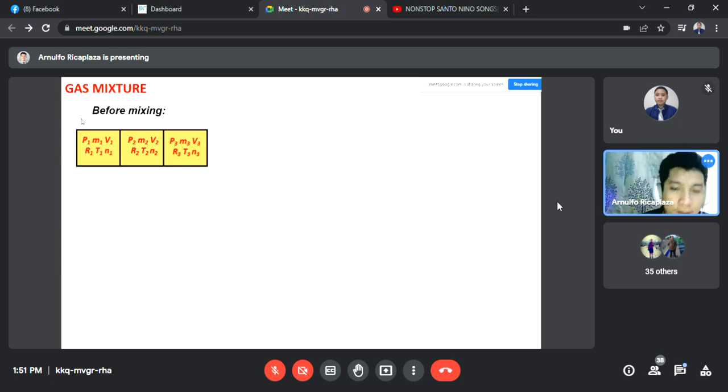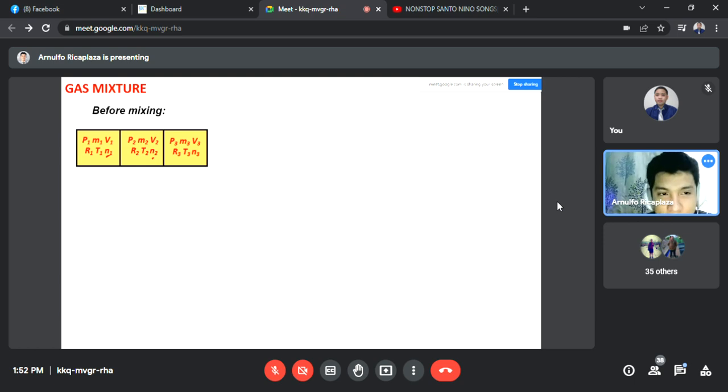We have also the P2, M2, the V2, the R2, the T2, and the N2. So I'll include here, guys, N, that is the moles. And we have the third one, or the third gas. We have the P3, the pressure 3, M3, V3, R3, T3, and the N3.